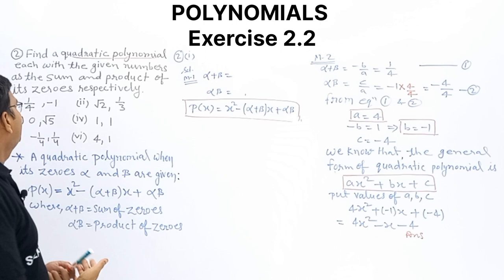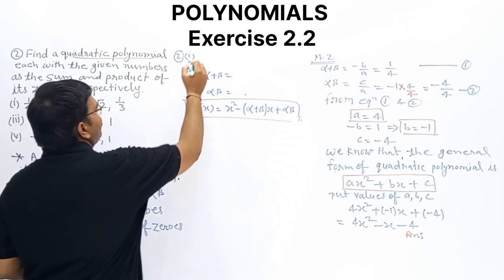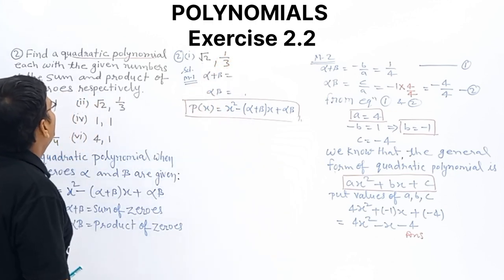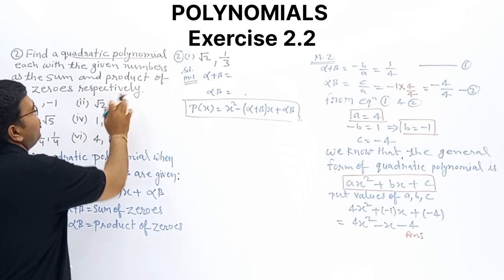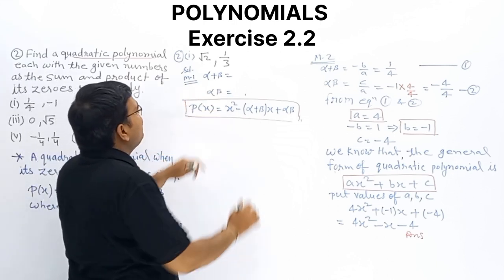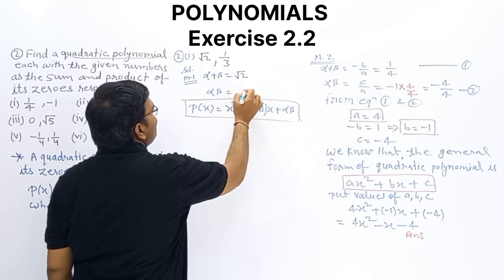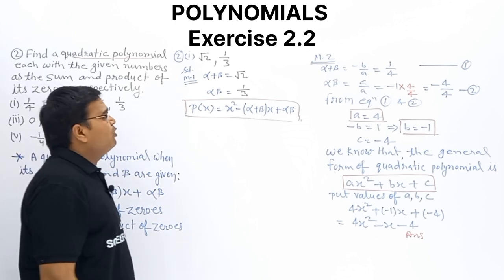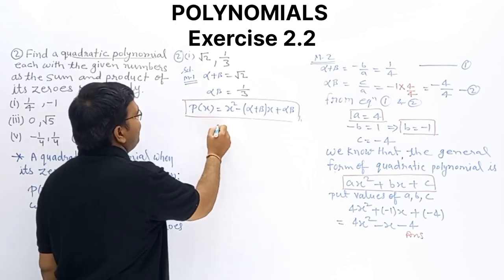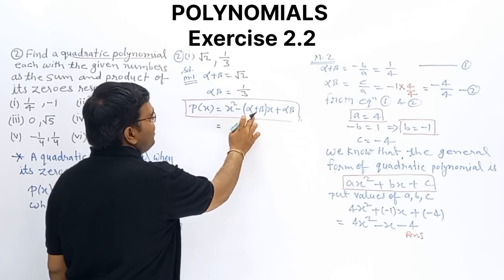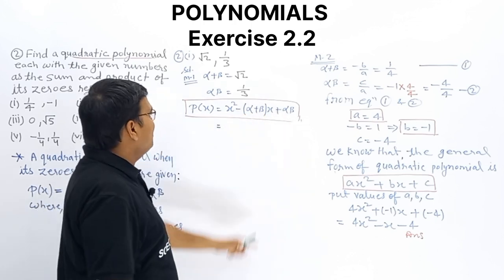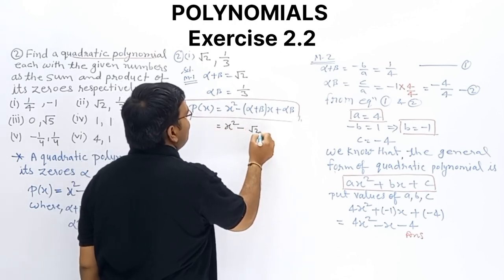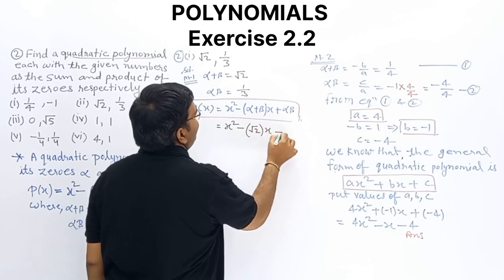That one is root 2 and 1 upon 3. The first is showing the sum of the zeros, and the second one is the product of the zeros. Sum of the zeros, alpha plus beta, will be root 2, and product of the zeros will be 1 by 3, 1 upon 3. Now using this formula we can directly find the quadratic polynomial: x square minus alpha plus beta into x plus alpha into beta. Put the values. X square minus root 2 x plus 1 by 3.